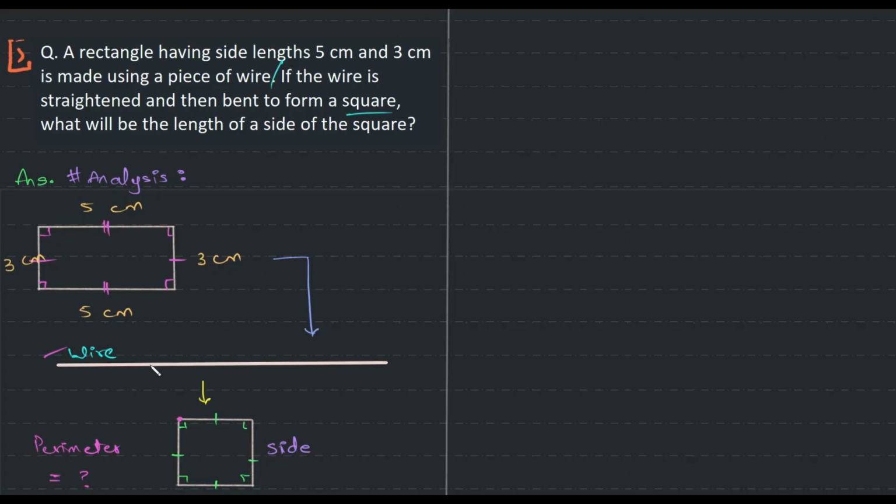Now, how do I know the length of the wire from this corner to this corner? How do I know that? Because it's bent from the rectangle, from one end to the other end, right? Straightened actually. It is made up of this entire length. So figure out this entire length and you're done.